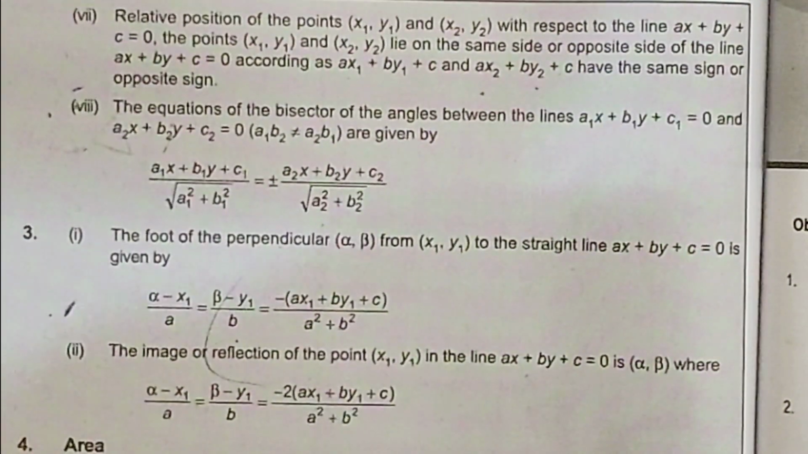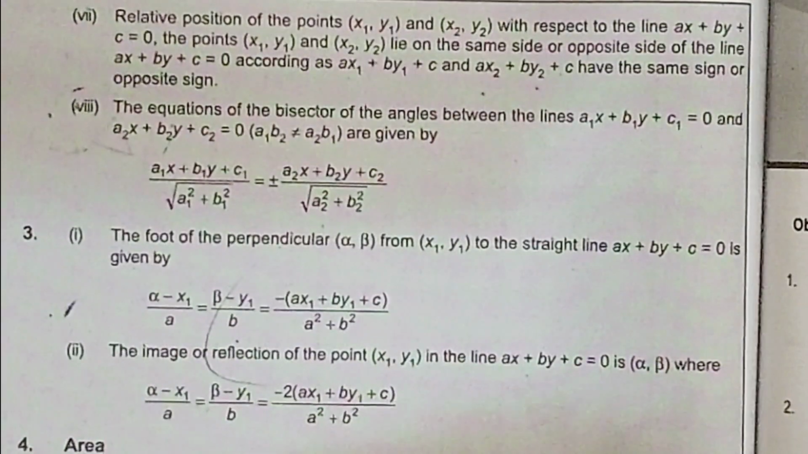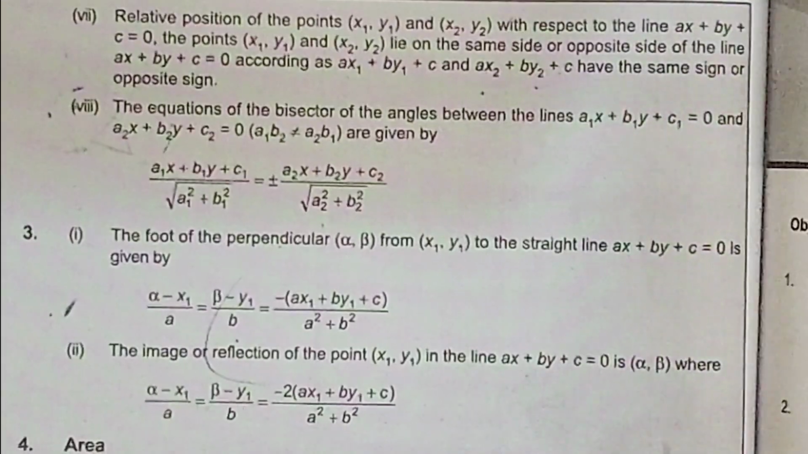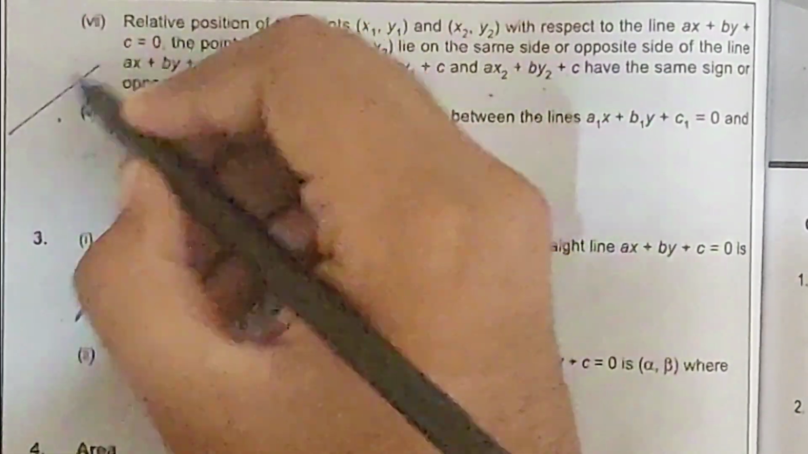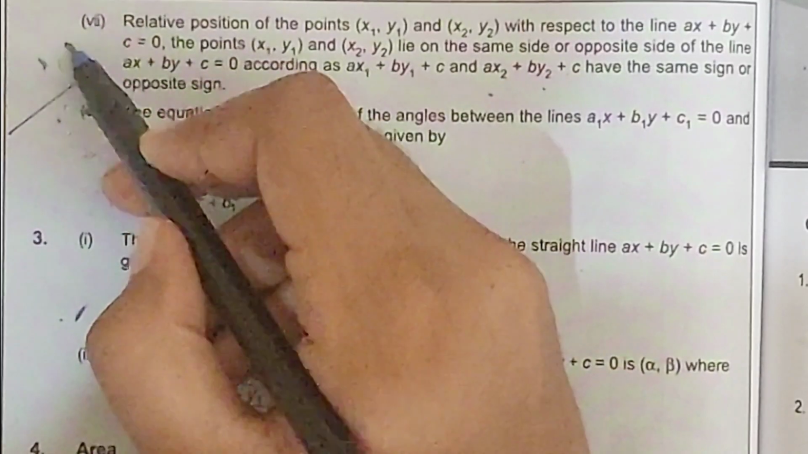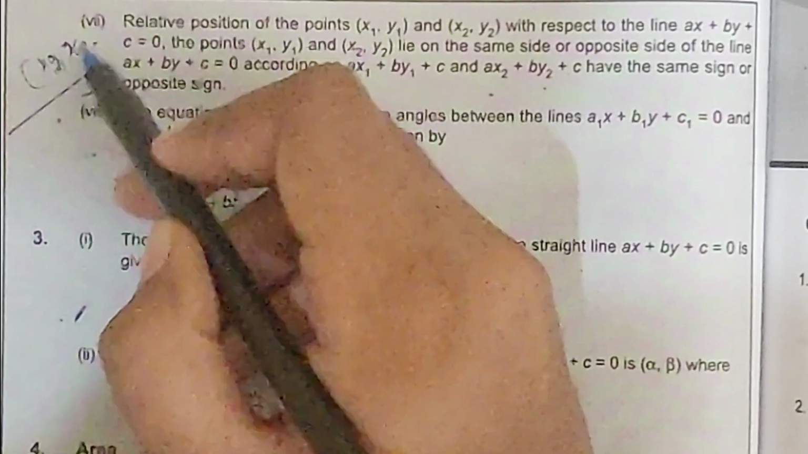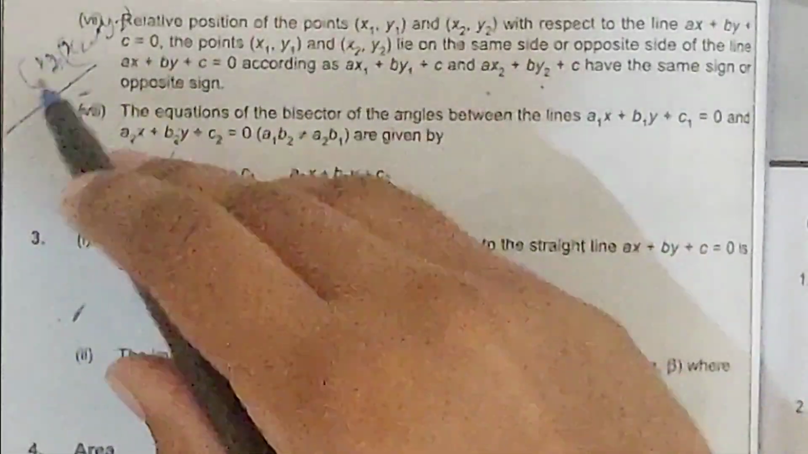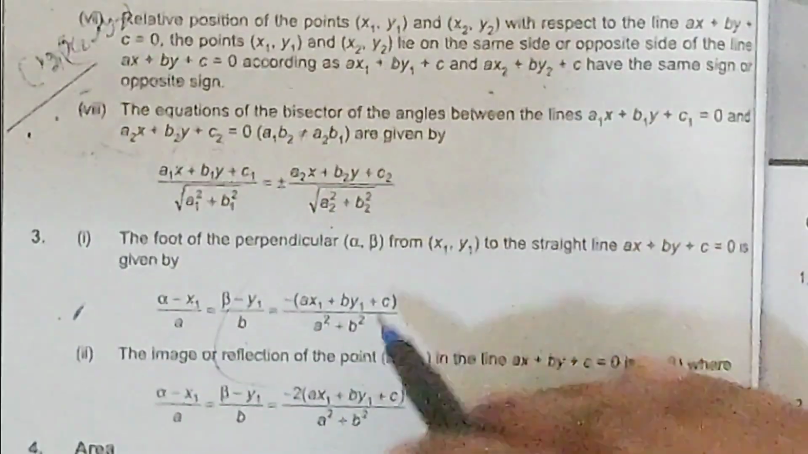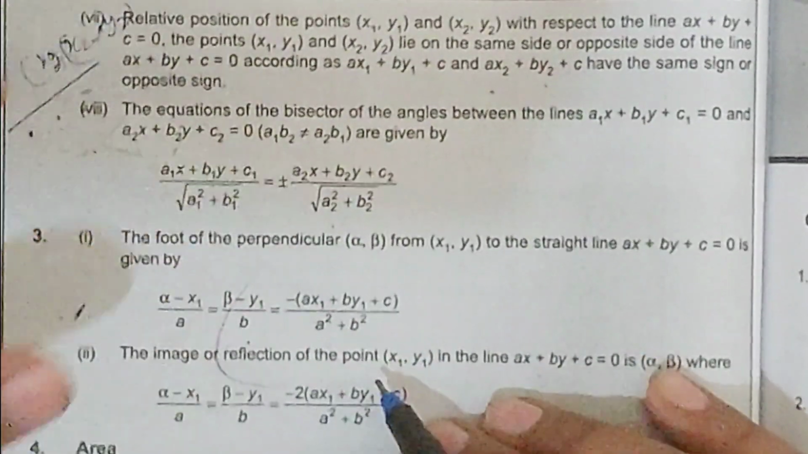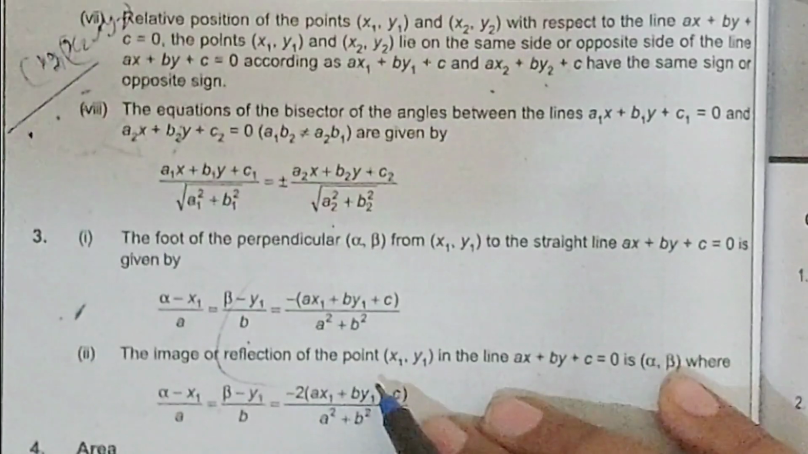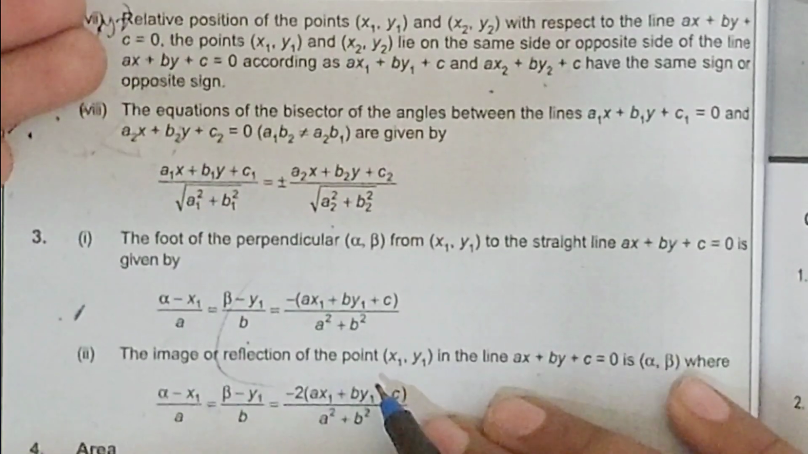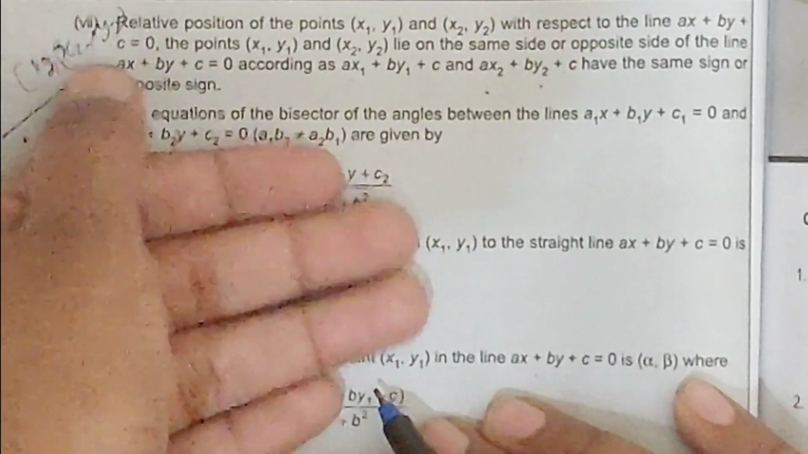So now the relative position of the points x1, y1 and x2, y2 with respect to the line ax plus by plus c is equal to 0. Suppose this is the line, right? And x1, y1 and x2, y2 are on this side of the line. If it is on this side of the line, then it will be positive. It can be negative. If this side is positive, then this side will be negative.